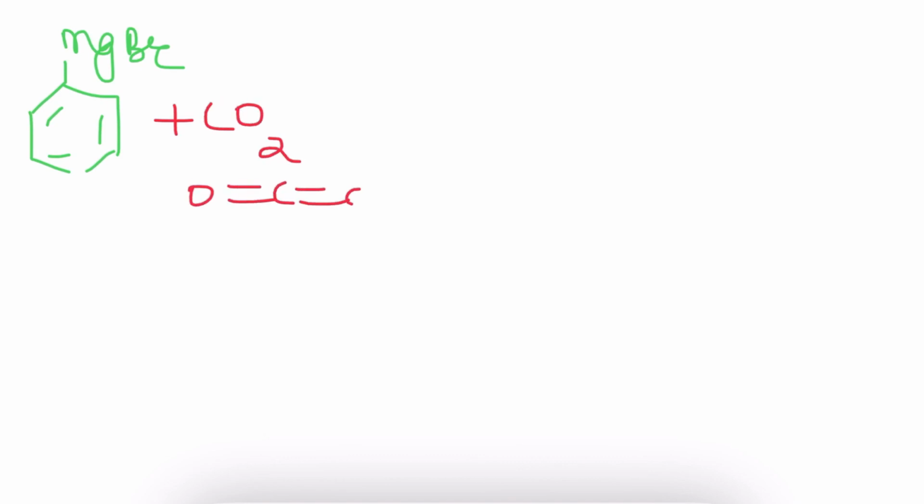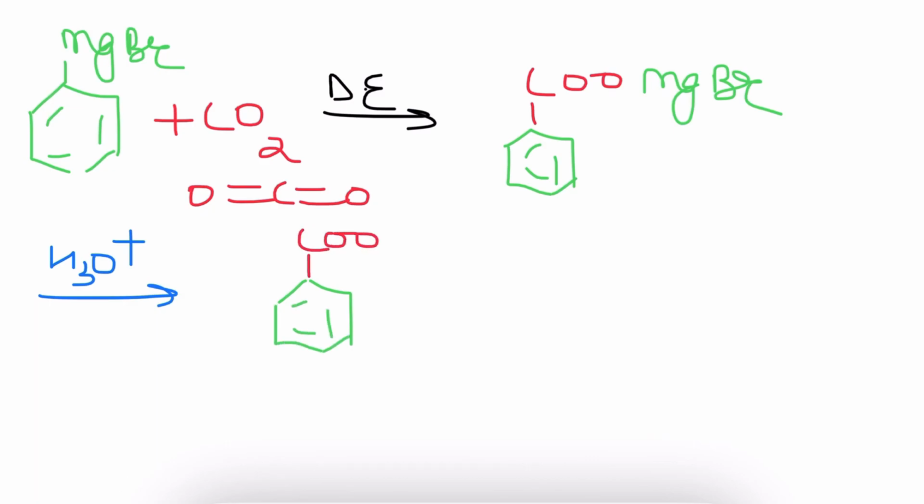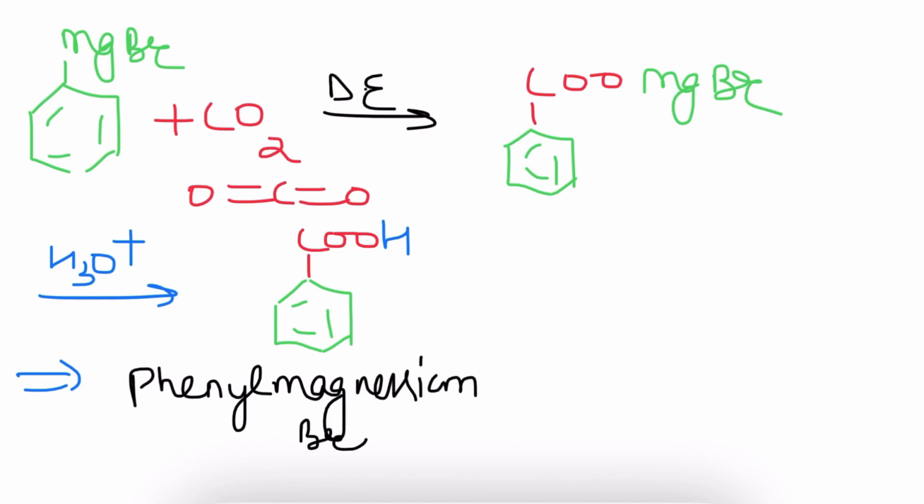For better understanding, let's take one more example here. I'm taking phenyl magnesium bromide, and to this I am adding carbon dioxide. This results in the formation of the reaction intermediate COO MgBr. This reaction intermediate on hydrolysis gives benzoic acid. So this is a conversion where we converted phenyl magnesium bromide into benzoic acid.